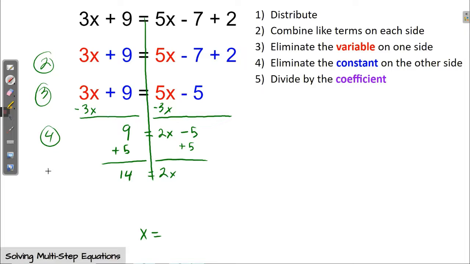Now I'm going to go on to my step 5, divide by the coefficient. Here my coefficient is the number that's next to the letter, so that would be 2. Here 14 divided by 2 is 7, is equal to, now 2 divided by 2 is just 1x. And I don't have to write 1x, I can just leave it as x. So I get 7 is equal to x, or x is equal to 7. It's the same thing, and there you go.